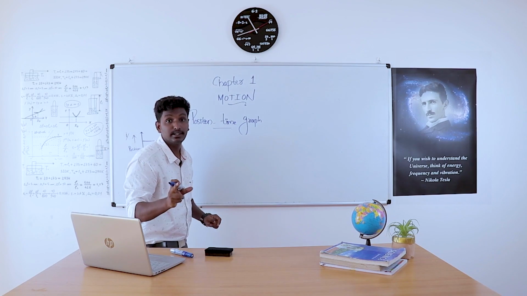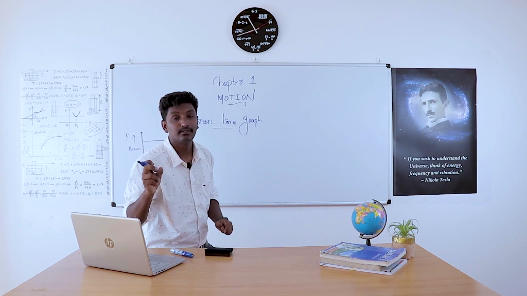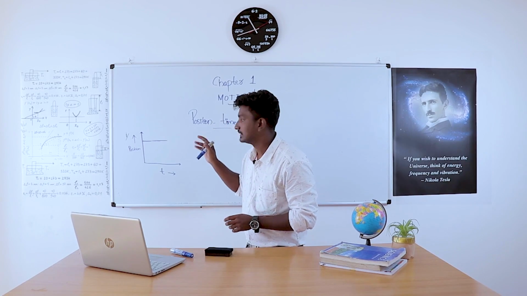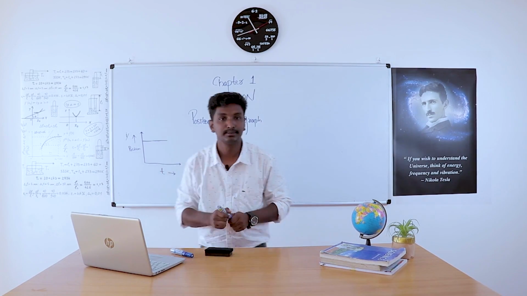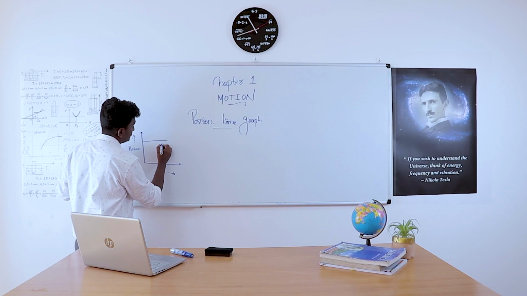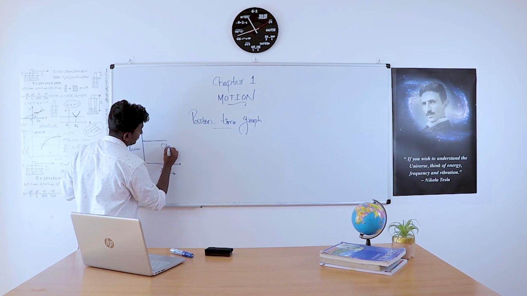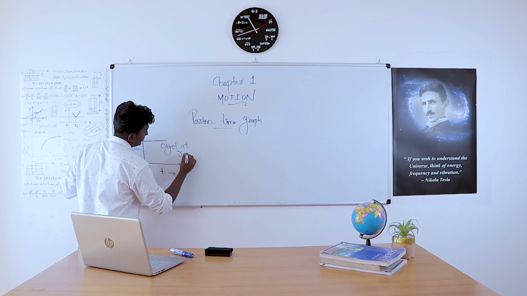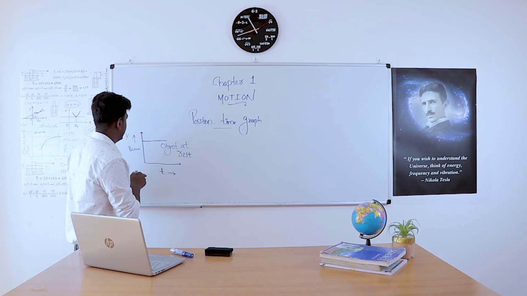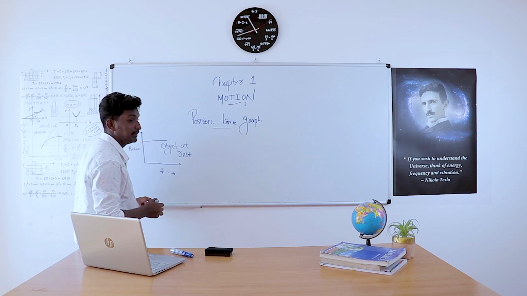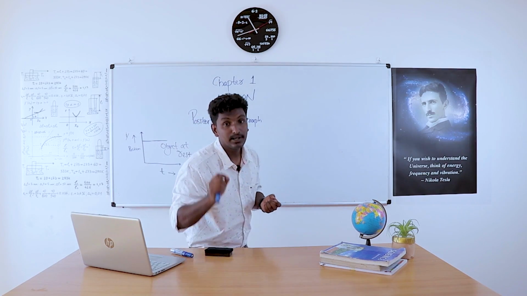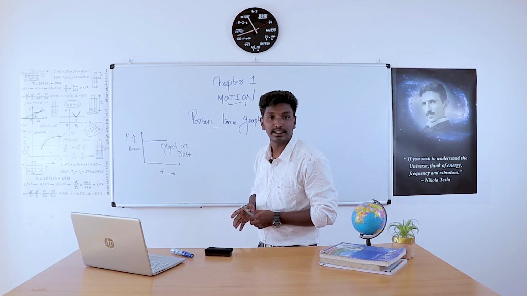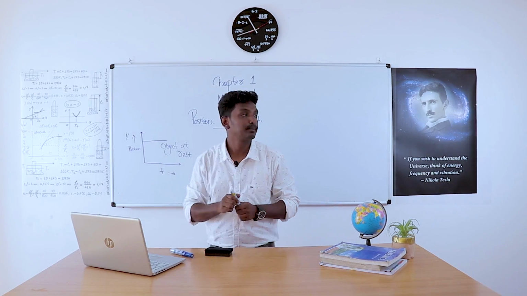If you are asked a question to draw a position time graph where the object is at rest, then you can draw like this. The nature of the graph is object at rest. This is the first nature. From a position time graph, if we get a graph parallel to the x-axis, then the nature is object at rest.